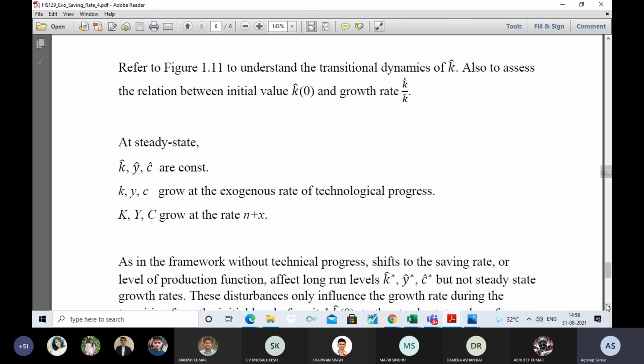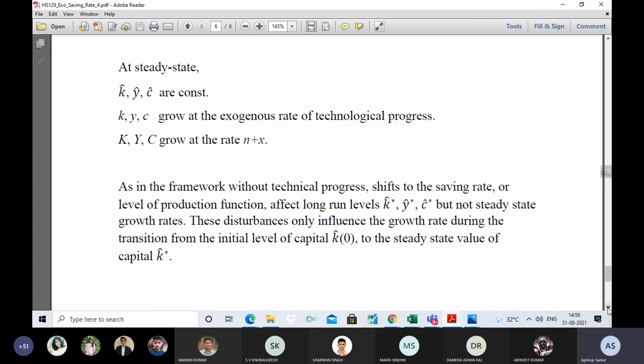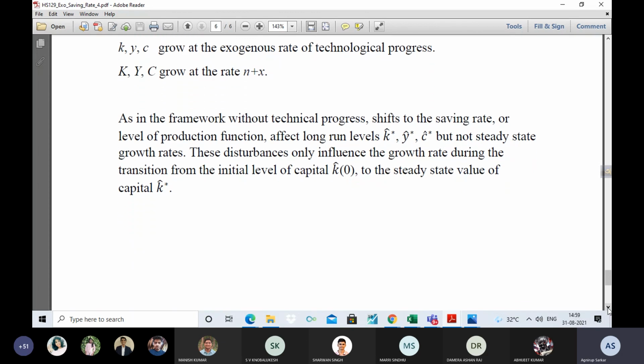This initial position would be represented by k hat naught, and we'll be studying the transition from this initial position to the steady state value, which is k hat star, right? So k hat star would be the steady state value, and we are going to study the transition from the initial position represented by k hat naught to the steady state value k hat star. More on this in the next lecture.